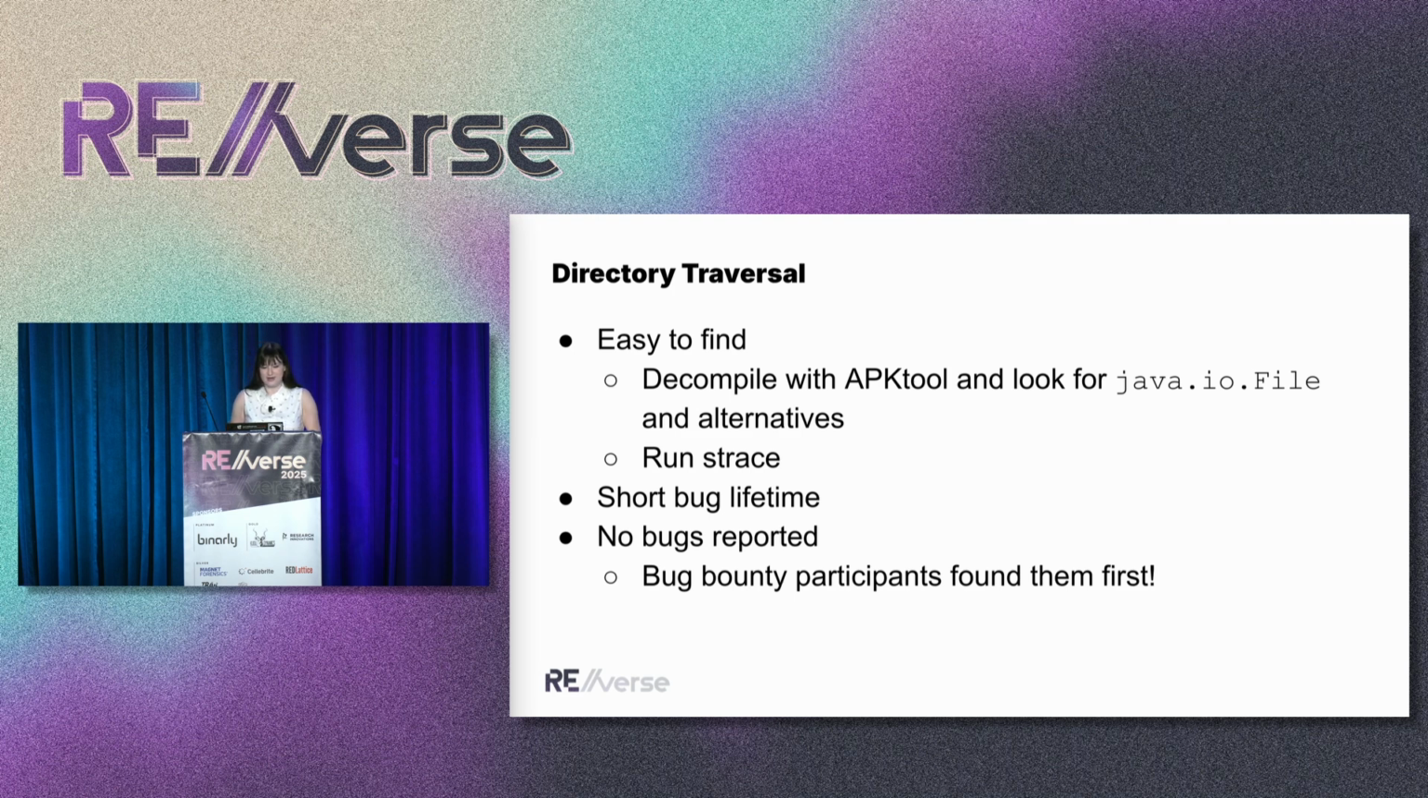So on the flip side, these are easy to find. You can decompile with APK tool and look for java.io.file, or you can run strace, and both of these will tell you pretty fast if a file is being written. So this is the flip side of this type of bug, which is that they have a short bug lifetime. Typically, bugs like this are found and reported really fast. So when I looked for this, I didn't find any bugs like this, but several bug bounty participants for this app did. So, maybe if I hadn't spent like 2 months looking at classifiers, I would have found these first. But they did get found fast and reported.